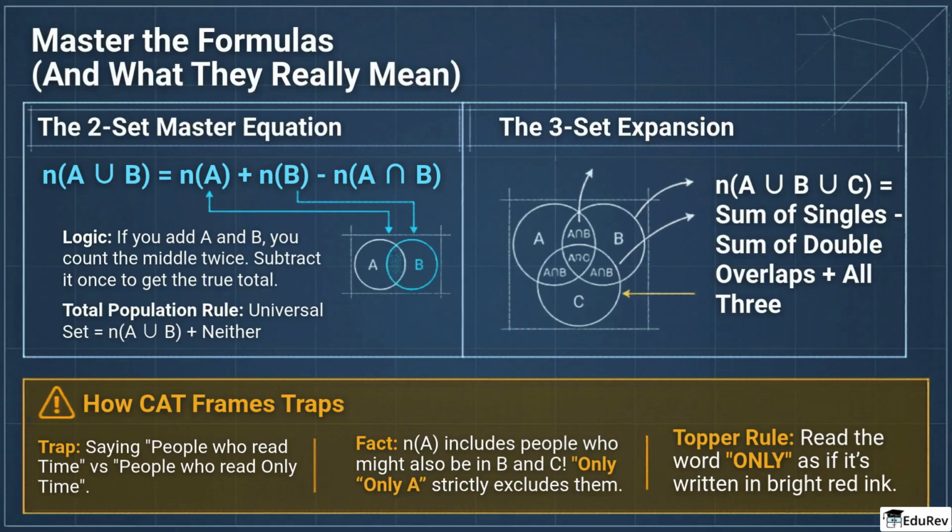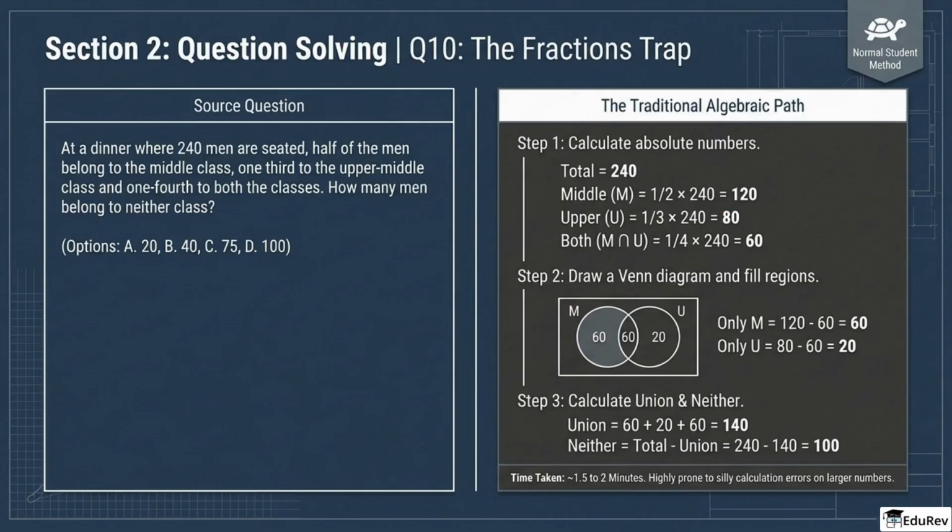Most aspirants confuse a word like only with at least one, and that is exactly how traps are built. Let us apply the logic to a fraction-based question, because these are common in CAT and also very easy to mishandle if you rush. The question gives a total of 240 people, with half in one class, 1/3 in another, and 1/4 in both. The clean way is to convert each fraction into an absolute count first, then subtract the overlap from each set, and only after that calculate the union and the neither group.